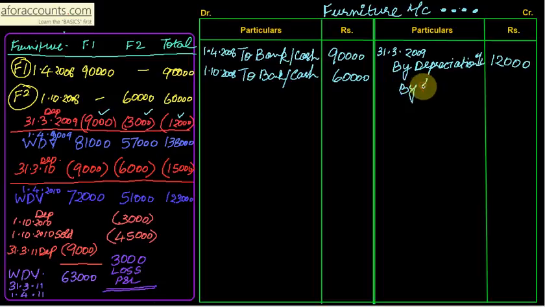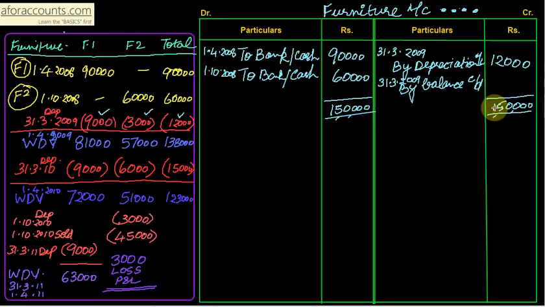So by balance carried down, that is on 31/3/2009. That comes up to 90,000 plus 60,000. Okay, so taking the total, 90,000 plus 60,000 comes up to 1,50,000 and 1,50,000 in the credit side also. The balancing figure 1,50,000 minus 12,000. What is that? That is your balance carried down. So comes up to 1,38,000.